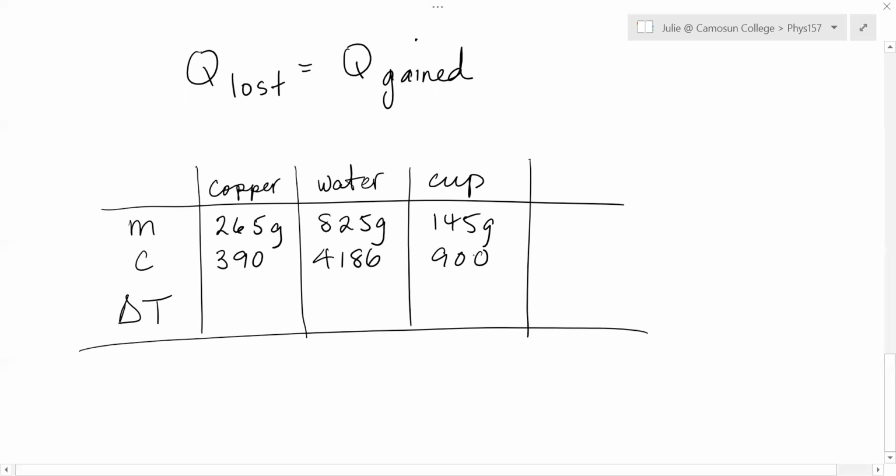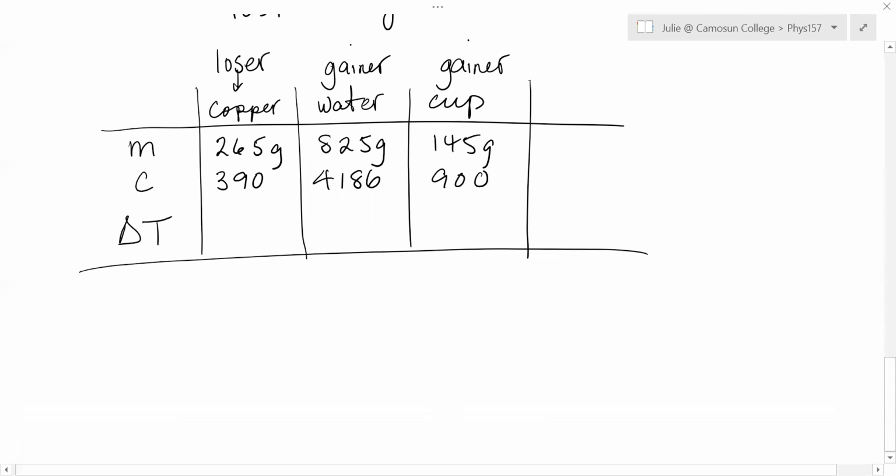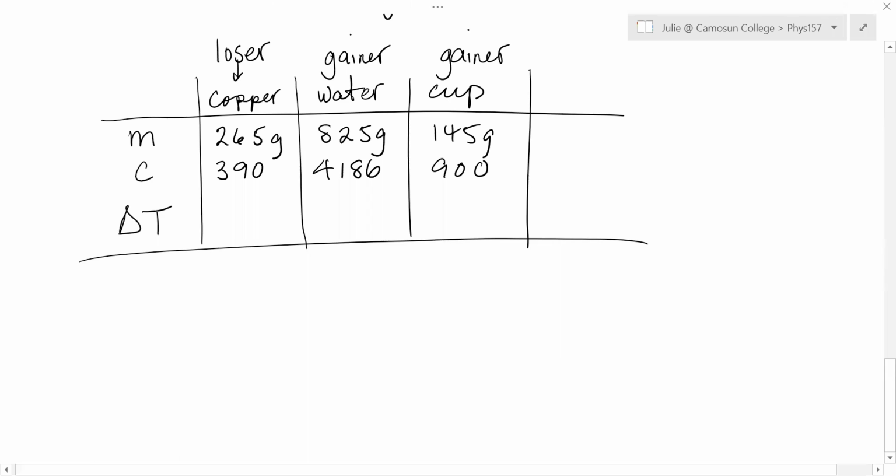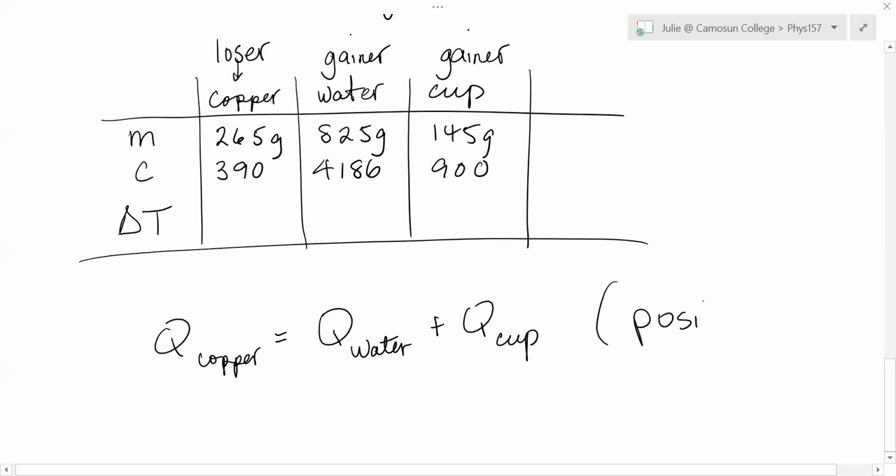Okay, now the tricky thing is the delta T, the changes in temperature. First of all, I like to go to my columns and decide which one is losing heat and which one's gaining heat. The copper starts out hot and then cools off. So this is losing heat. So this is a loser. The water and the cup, whatever they do, they always do together. That's a gainer, and this is a gainer. So I know that in my equation, heat lost equals heat gained, that it's going to be Q for the copper is going to be Q for the water plus Q for the cup. And everything, I want positive numbers everywhere here.